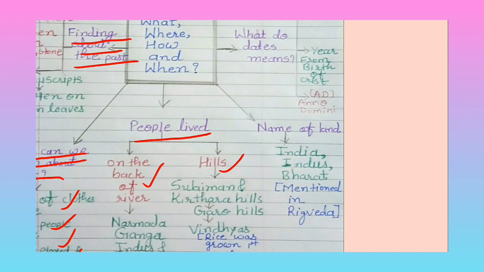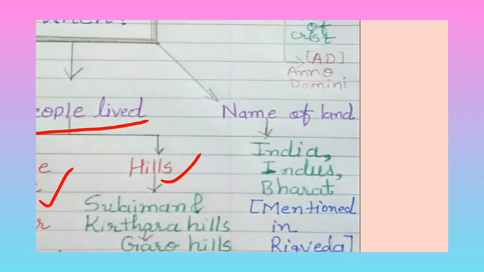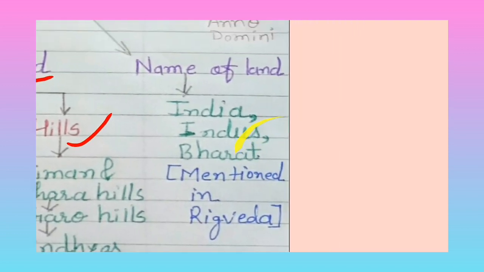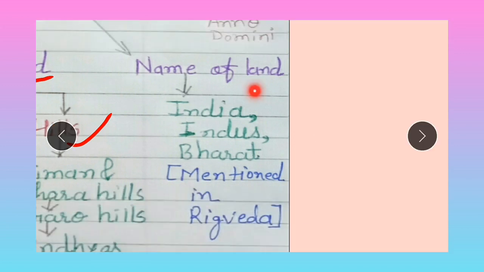Now our next point is the name of the land. In that time the people called the land India, Indus, Bharat. The name Bharat has been mentioned in the Rig Veda.